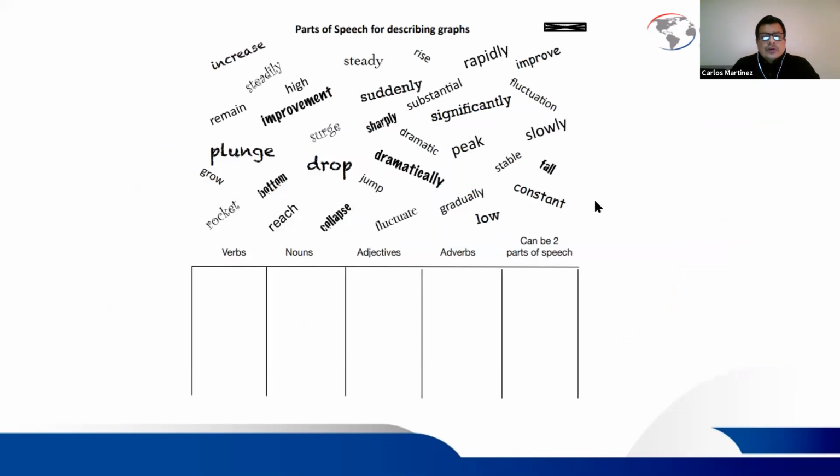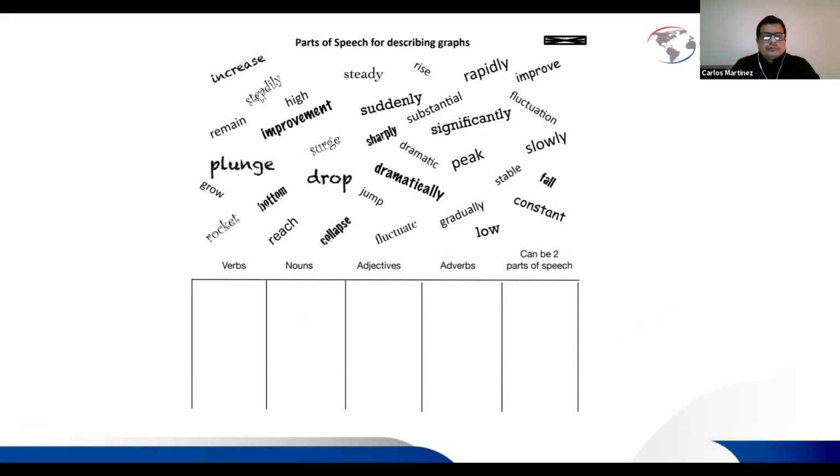Now here are some words that can be used when we talk about charts. So we have words like increase, steadily, high, improvement, remain, steady, rise. So here are many words that are used when we talk about charts.